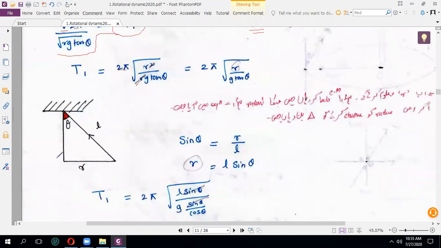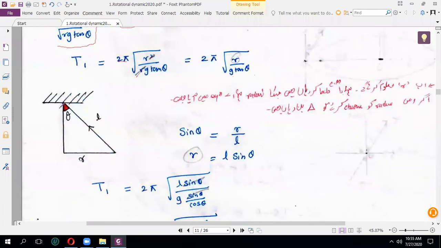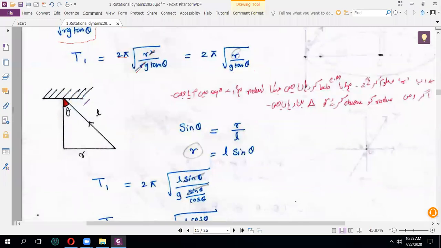Look, I have shown you a part of the conical pendulum, and a triangle is forming here. Now according to the triangle, we know the formula of sin theta. Sin theta is nothing but opposite upon hypotenuse. So this part is my hypotenuse and this is my opposite part according to this theta. So it becomes R upon L. So what is R? Take this L to the left hand side, so R is equal to L sin theta.